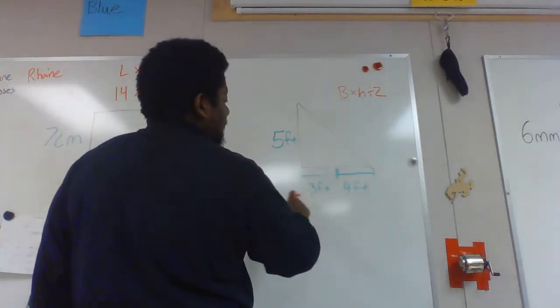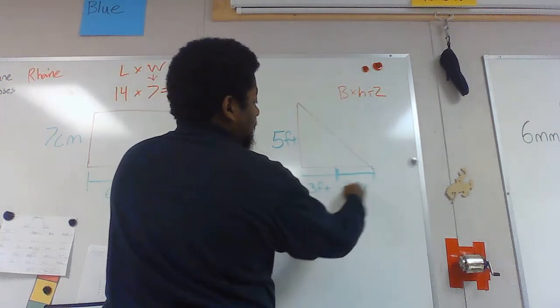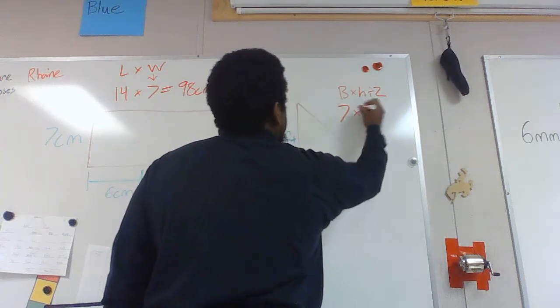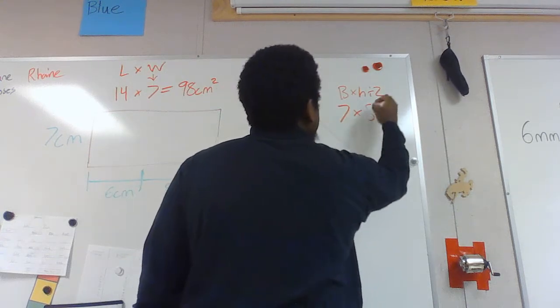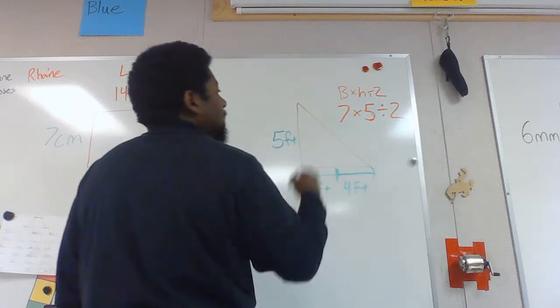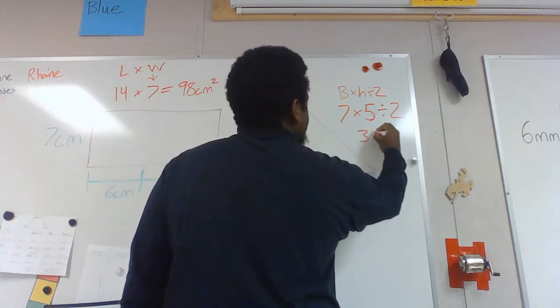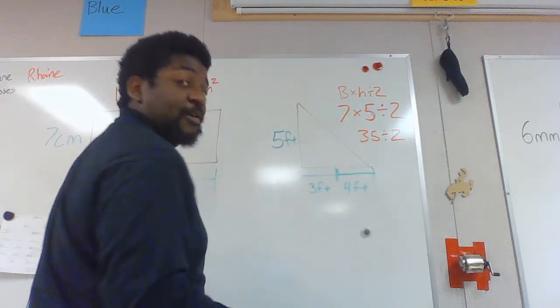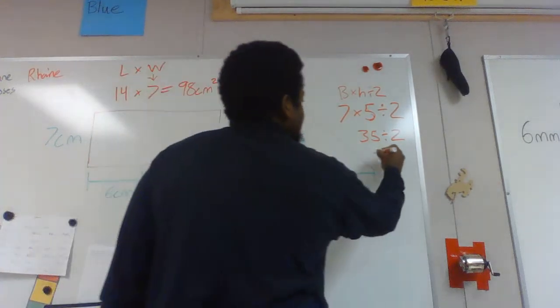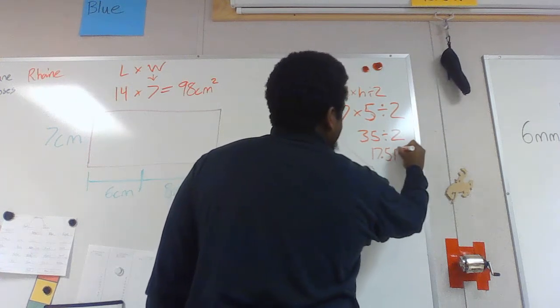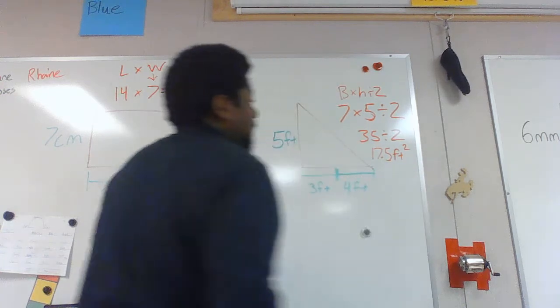Base, well, I have a 3 and a 4. 3 plus 4 is 7 total feet for my base, times my height, which is 5, and then divided by 2. 7 times 5 is 35 divided by 2. And half of 35, or 35 divided by 2, is 17.5 feet squared.